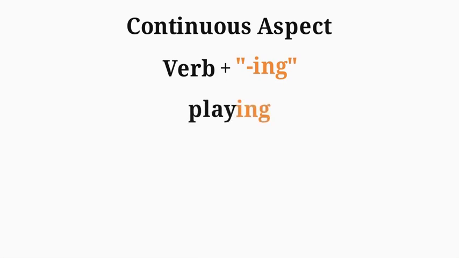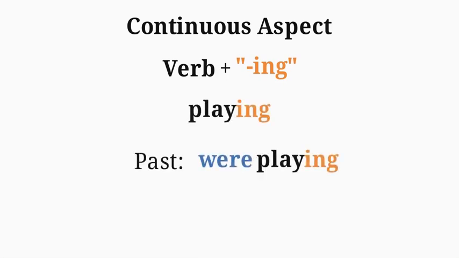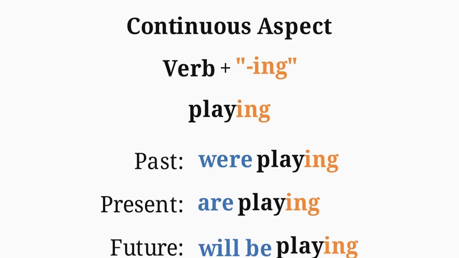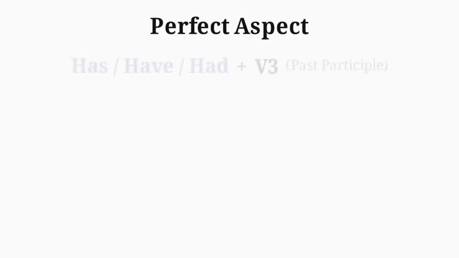In the second column, we have the continuous aspect. For any action described as being in progress, the main verb always receives an ing suffix. While the main verb playing remains the same, the helper verb dictates the timing. Were indicates the past, are indicates the present, and will be moves the action into the future.